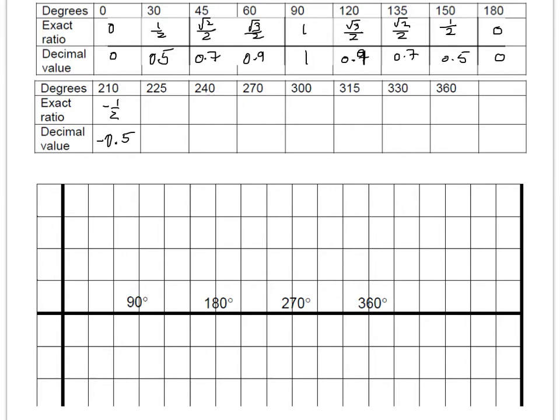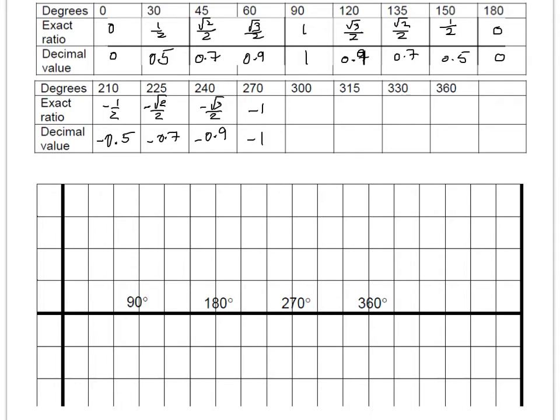225, the reference angle is 225 minus 180, which is 45 degrees. Sine 45 is square root of 2 over 2, but it's negative because it's the third quadrant, so it's going to be negative 0.7. 240 is going to be 180 plus 60. Sine of 60 is square root of 3 over 2. So this is negative square root of 3 over 2, which is about negative 0.9. 270 is going to be 180 plus 90. Sine 90 is 1, so this is going to be negative 1.